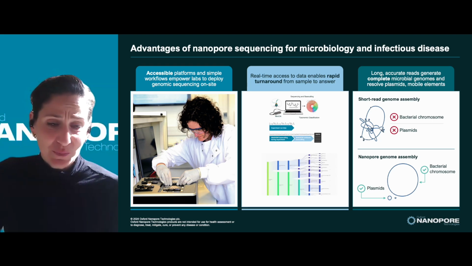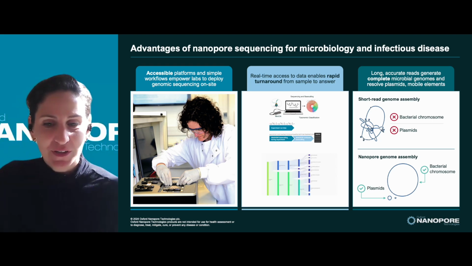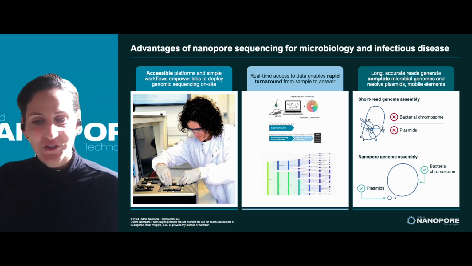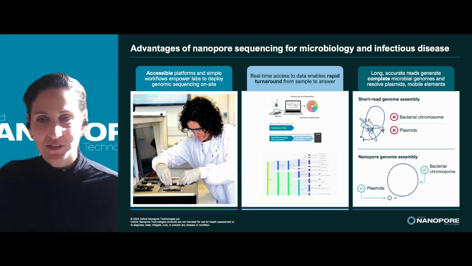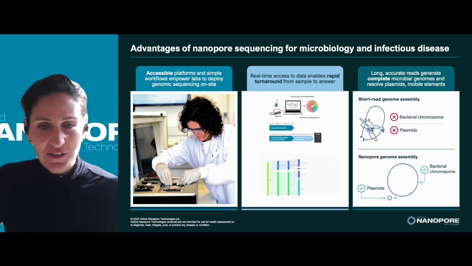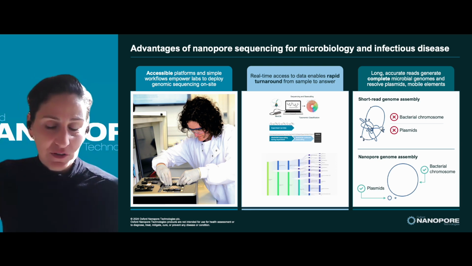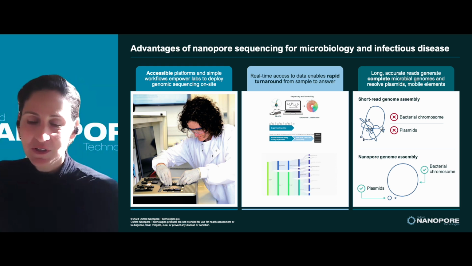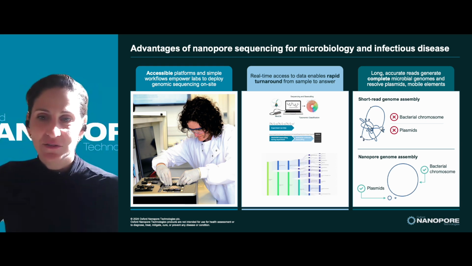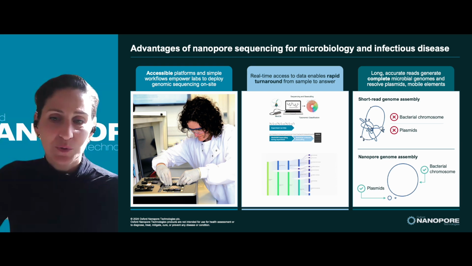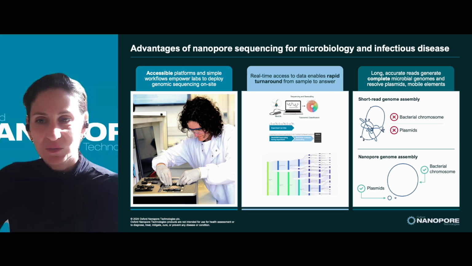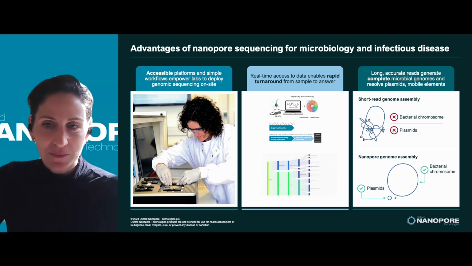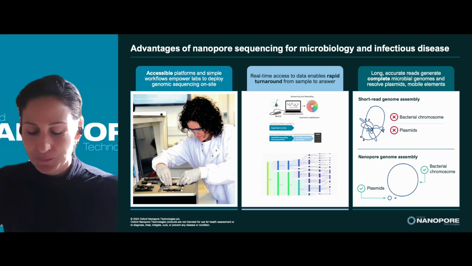So let's just jump right in and talk about what are the features that make our platform so powerful for the implementation of microbiology and infectious disease applications. The first is that our instruments are cost effective, they are accessible, they're easy to just put on a benchtop and use in almost any setting, whether it's in the field or in the lab. The second is how fast our turnaround time is, and this is enabled through both our rapid library prep as well as the generation of real-time data, which allows for real-time sequencing analysis as well.